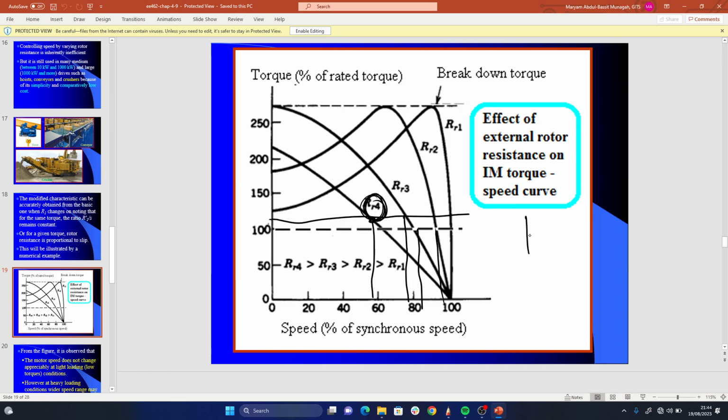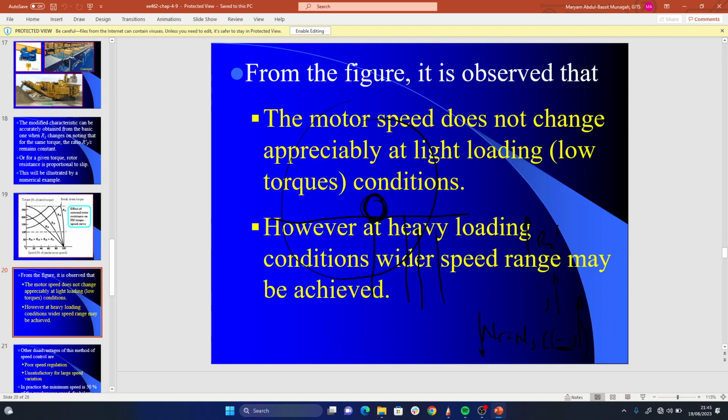When you increase the resistance, the slip also goes up. And when the slip goes up, the speed reduces because NR is equal to NS times 1 minus slip. When slip goes up, this difference becomes small, hence NR comes down. So this is the characteristics. This is how it works.